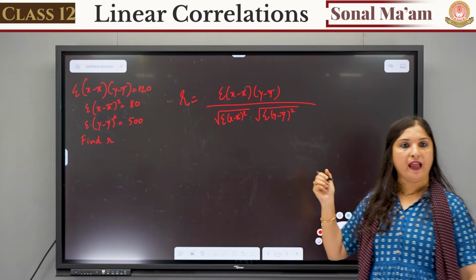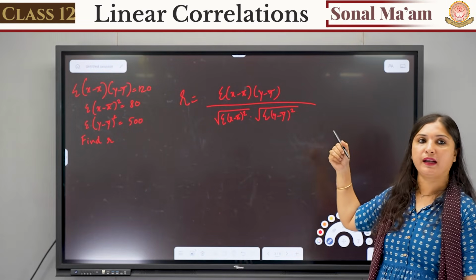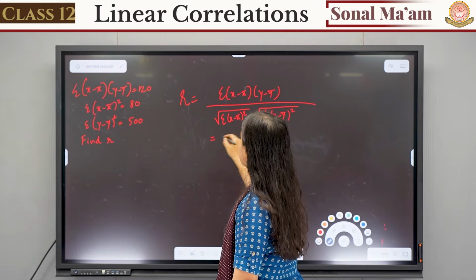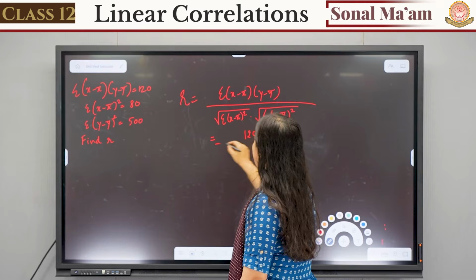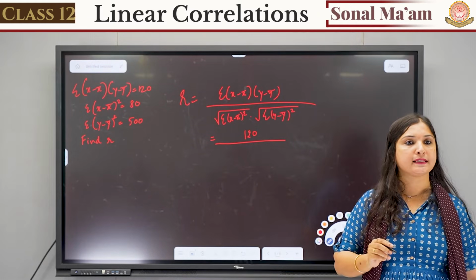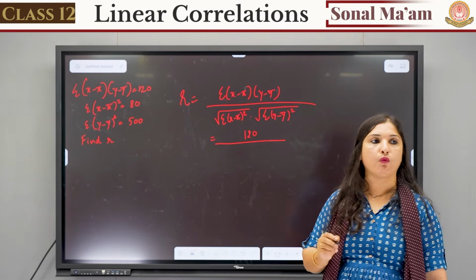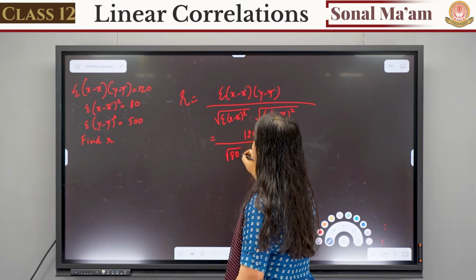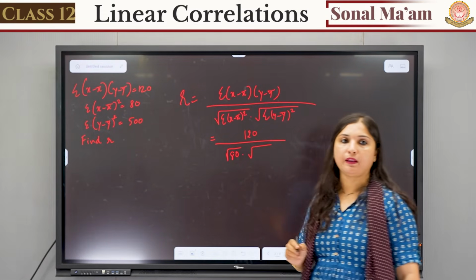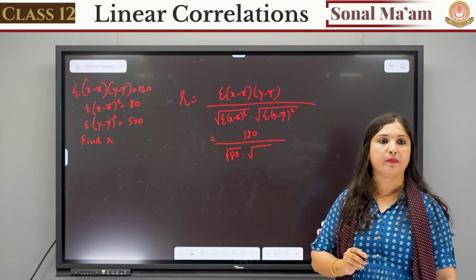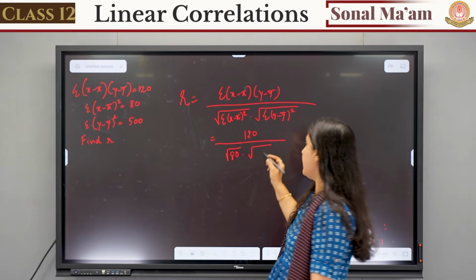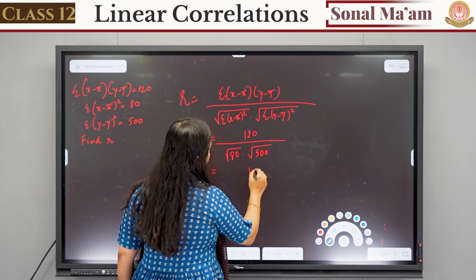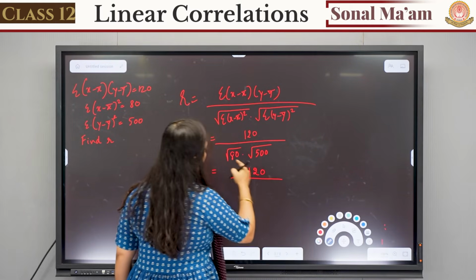Now the thing is, do we have all this? Do we have (x minus x bar) into (y minus y bar)? Yes. It is 120. Then do we have summation (x minus x bar) the whole square? Yes, we have, and it is 80. So root of 80. Then do we have summation (y minus y bar) the whole square? Yes, and that is 500. So you have to take the root of this. Okay, 120 will be divided by root of 80.